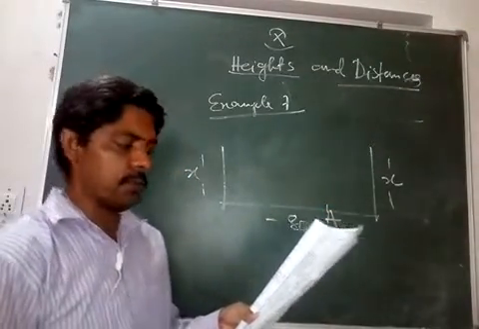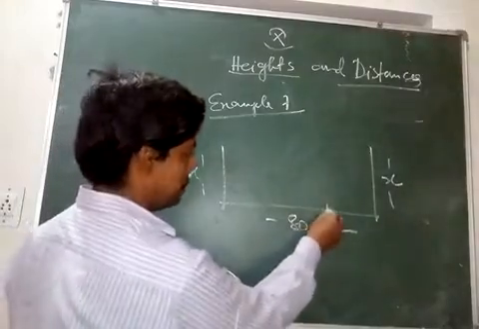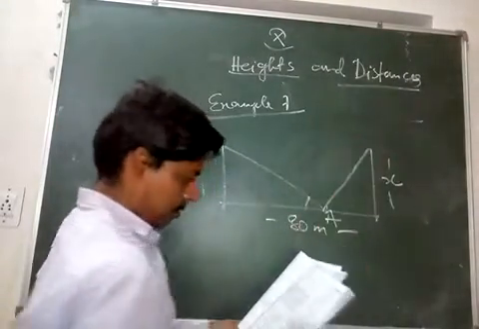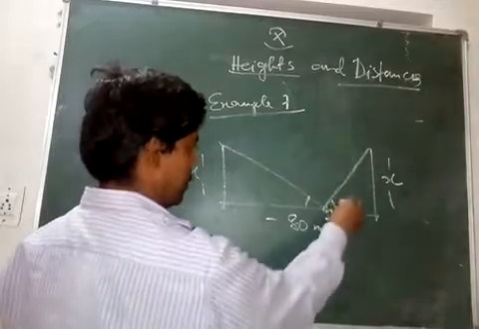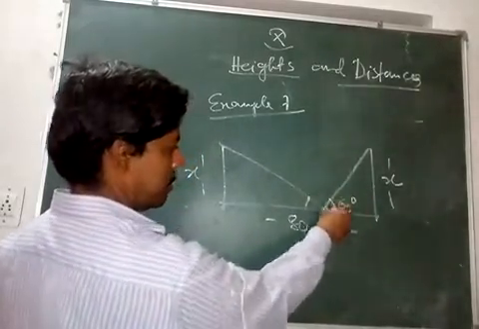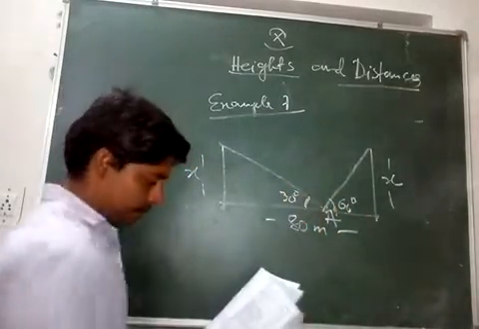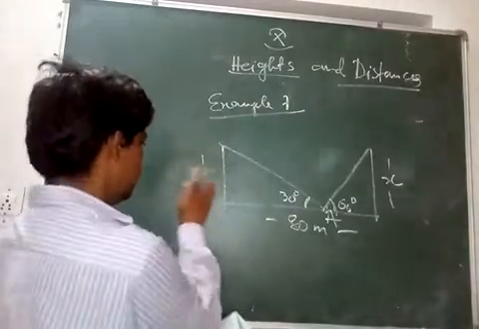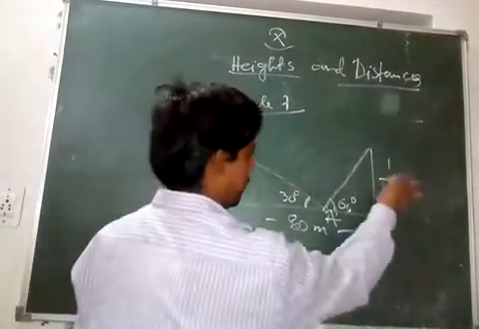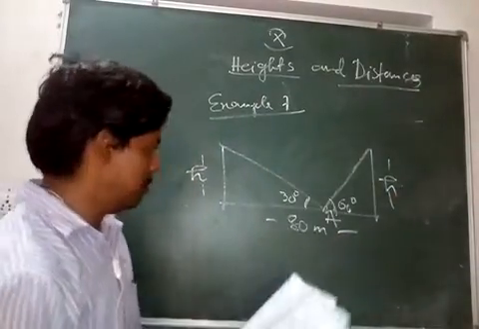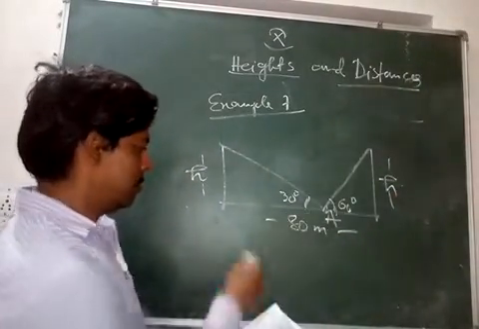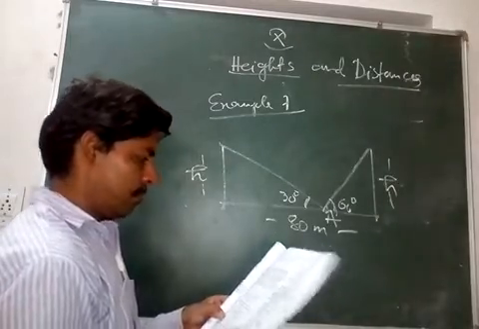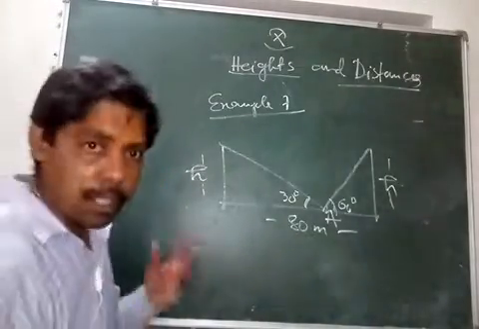The angles of elevation of the tops of the poles, angle of elevation means this one and this one, are 60 and 30 degrees. So the bigger angle is 60 and the smaller angle is 30 degrees. Okay, and find the height of the poles. Suppose this is h and this is h. So first you need to find the height of the poles, and also you need to find the distance of the point from the poles. So this is the question.